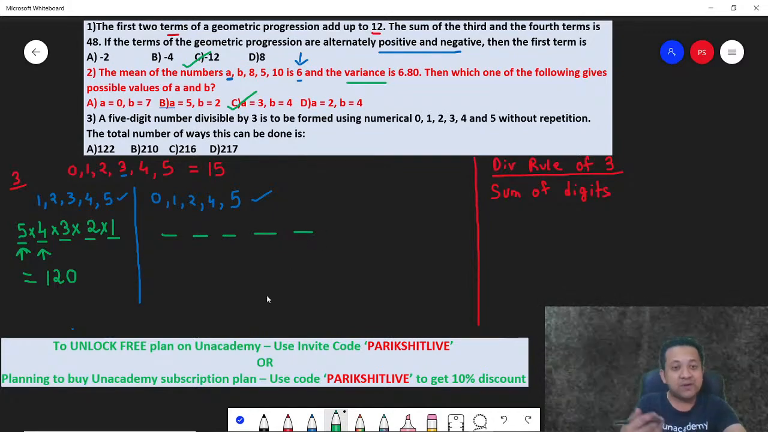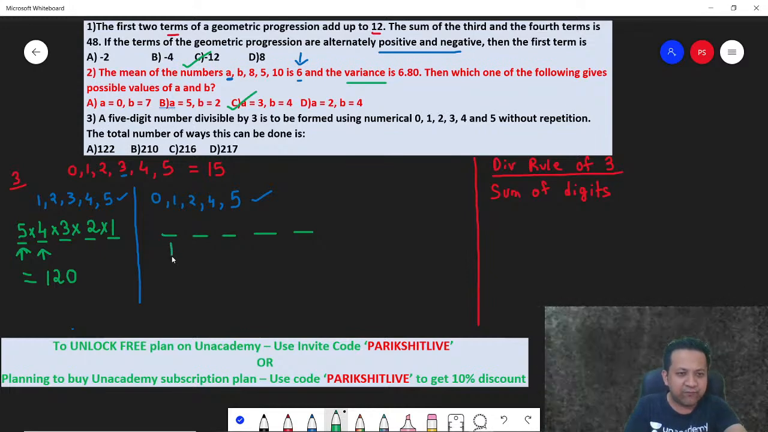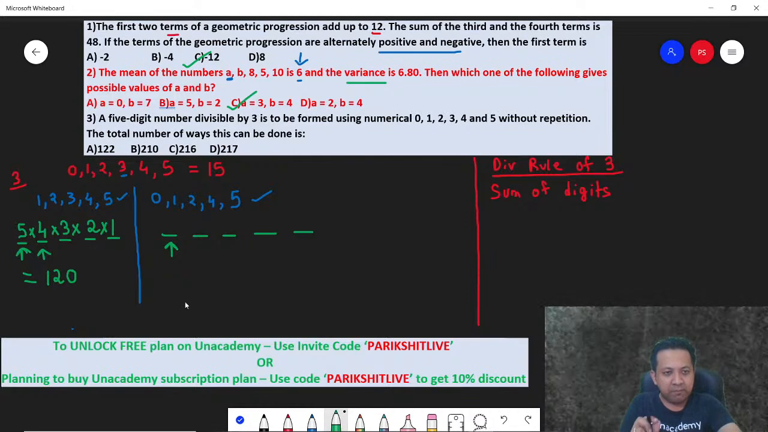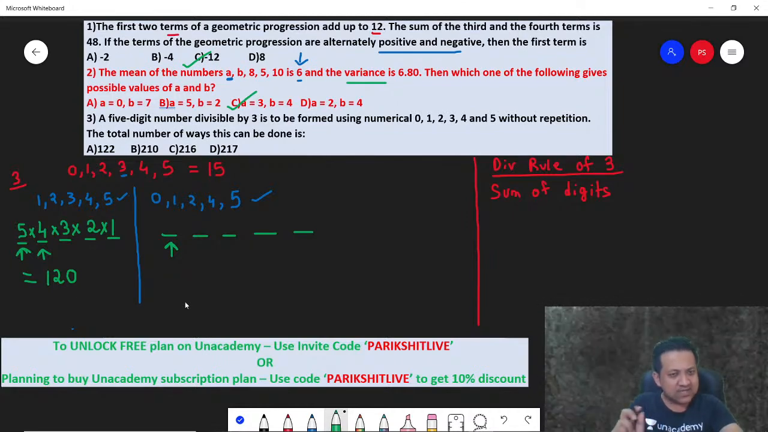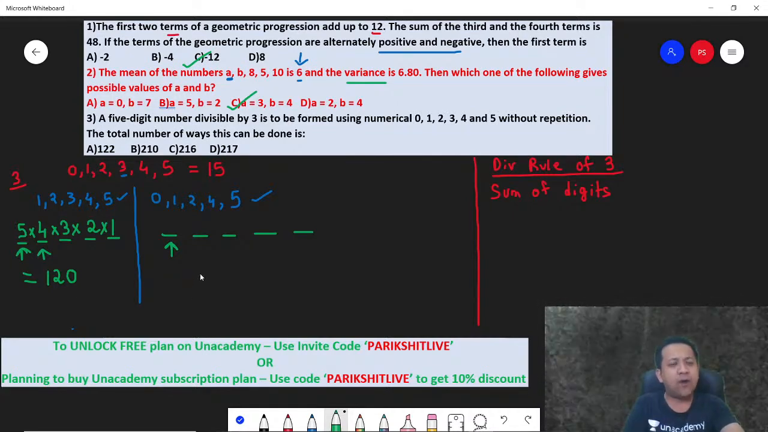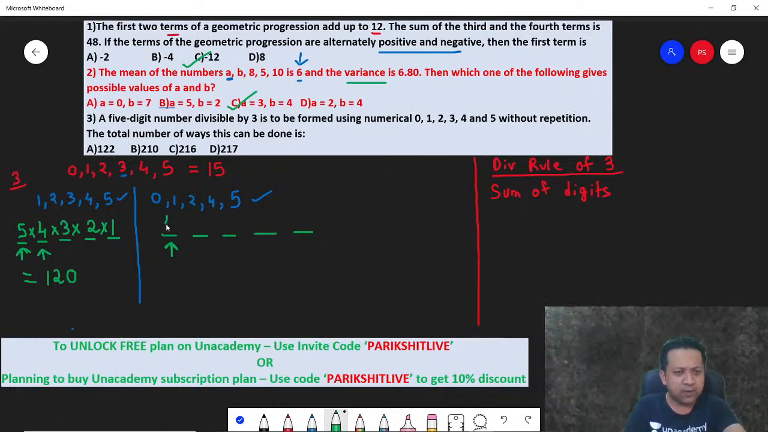Similarly, on the right hand side, how many 5-digit numbers are possible which are divisible by 3? Let's start. Remember the leftmost place cannot be 0. Why? Because a 5-digit number cannot start with 0. So 0 is not allowed. You can have 1, 2, 4 or 5. So 4 ways. Next, this particular place.